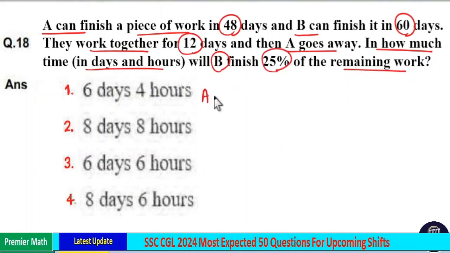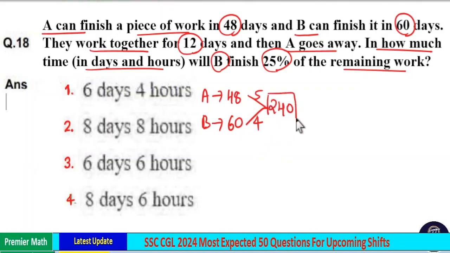Here A can finish a job in 48 days and B can finish a job in 60 days. Now both are finishing the same work, so take the LCM. LCM of 48 and 60: 12 into 4 is 48, 12 into 5 is 60. So 12 into 5 into 4 is 240. Now 48 goes 5 times in 240, 60 goes 4 times in 240. Which means 240 units is the total work. Now A can finish 5 units of work in a day and B can finish 4 units of work in a day.